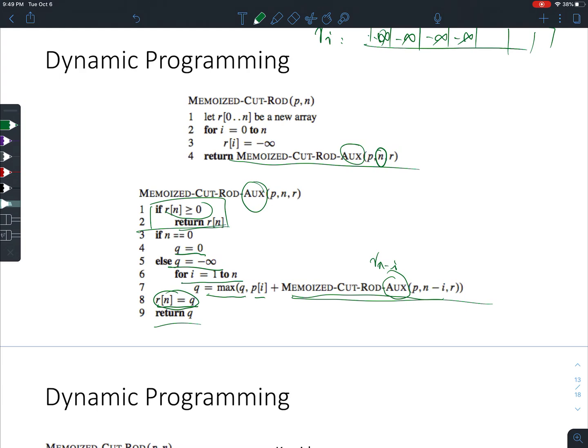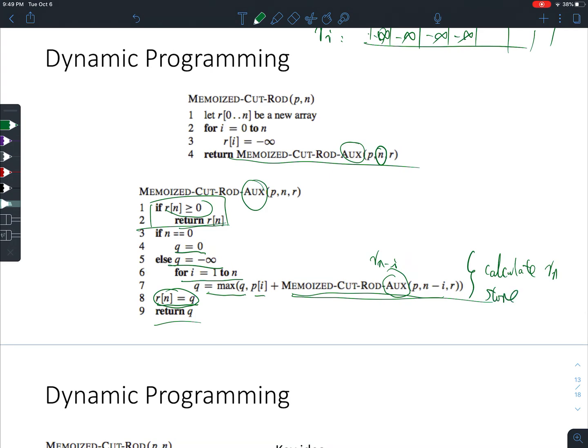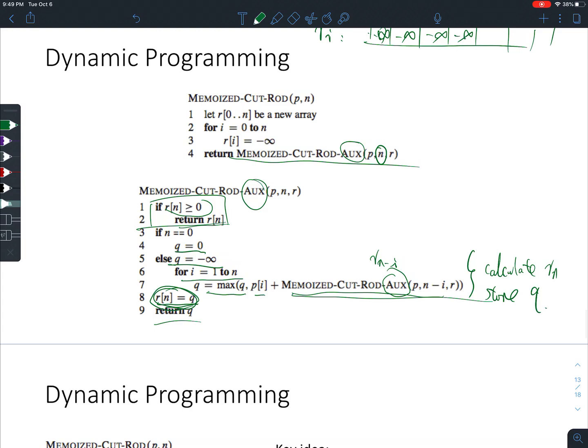So what it does is try all the possible places of making the first cut, and then find which place of the first cut gives the highest revenue. Then it just does the calculation, for this part, just to calculate Rn and store it in q. q has the value of Rn, so we just store the solution at Rn and return it.